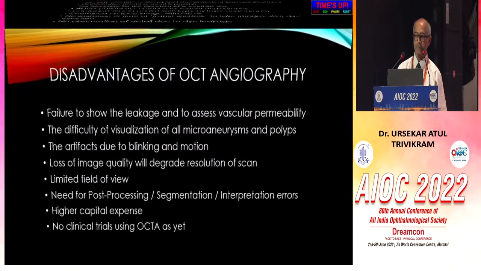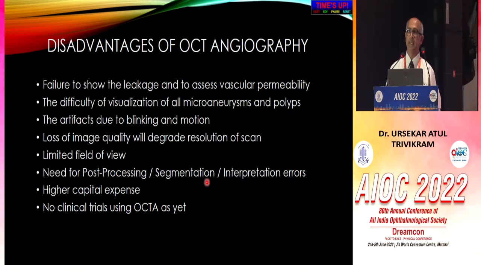diabetic retinopathy. The disadvantage, of course, is that leakage is not seen. Then it's difficult to identify microaneurysms and polyps, but you can use other methods to identify the presence of disease. Artifacts can occur. Loss of image quality can occur if there is a cataract, poor tear film, or vitreous hemorrhage. There is a limited field of view, but that's improving. And there is need for post-processing. So unless you do proper post-processing and segmentation, you will not be able to make a correct diagnosis.